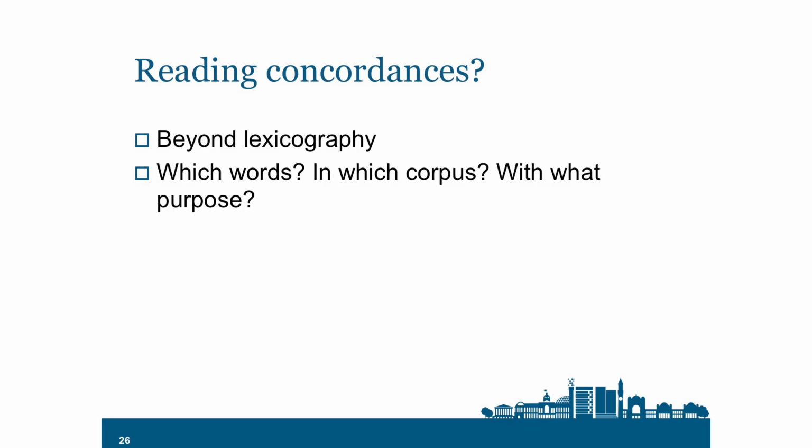John Sinclair wrote a whole book on how to read concordances. So for him, reading concordances was a very fundamental thing. And that was very important in lexicography, where you then had to work out what the meanings of words are so that you can put them in a dictionary. A big question then, however, if you don't compile dictionaries every day, is which words in which corpus, and with what purpose, do you run concordances on?